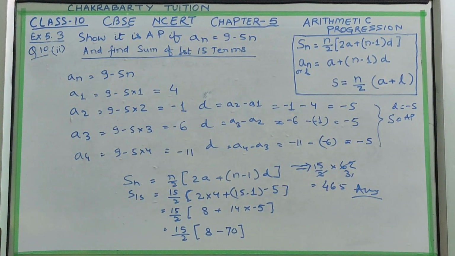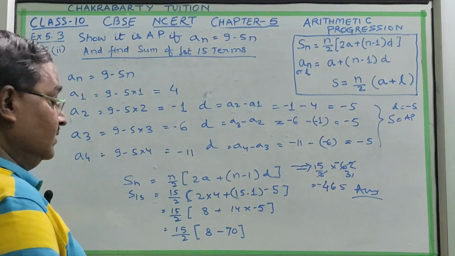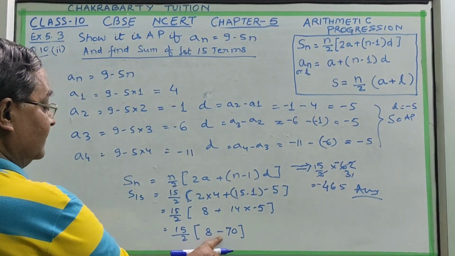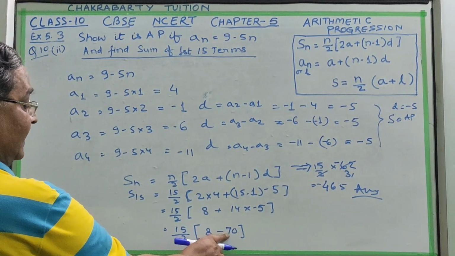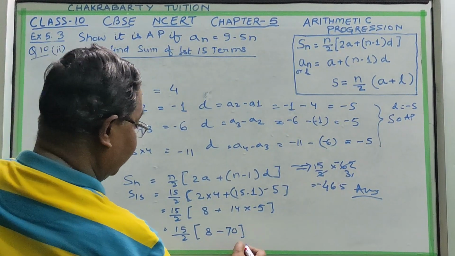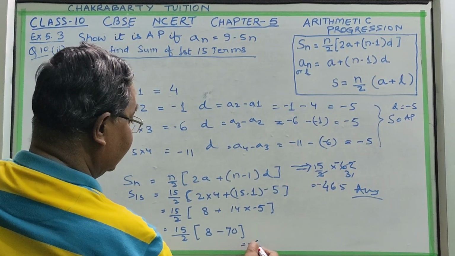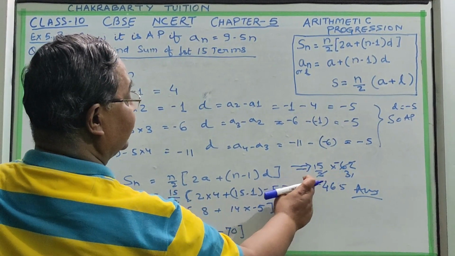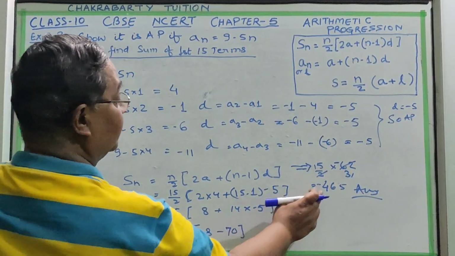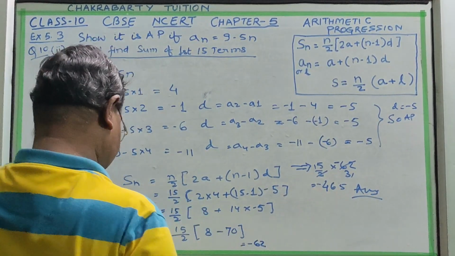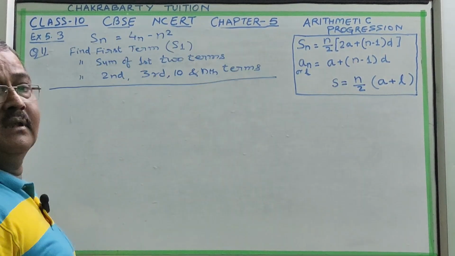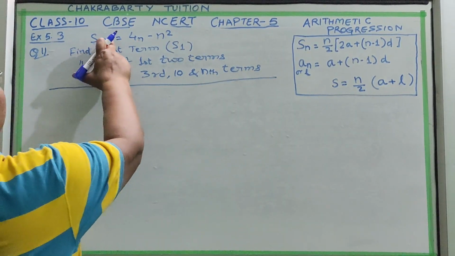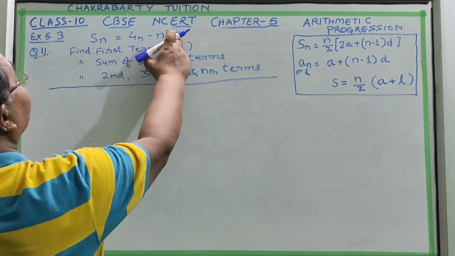Now we will go to question number 11. Here, if you subtract, the greater number takes the minus sign. So what will remain here? It will be minus 62. That's why we have taken minus 62. Minus 62 multiplied with 15 by 2, the answer will be minus 465. Okay. So in the question, the sum of n terms is given by this formula.